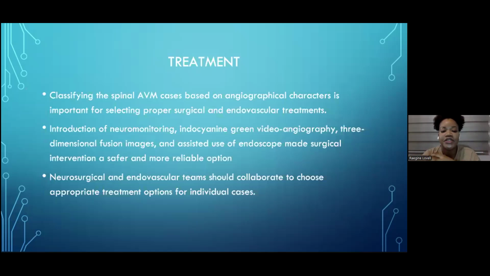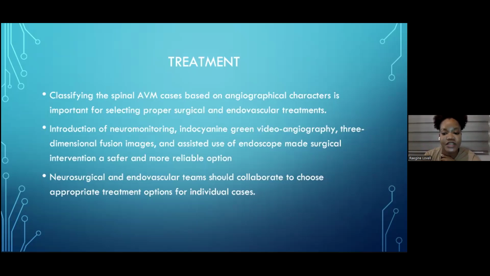So treatment generally. Now, variable neurological symptoms and complex angioarchitectures make spinal AVM a very challenging clinical entity. Classification is very important because classifying the spinal AVM cases based on angiographical characters is important for selecting the proper surgical and endovascular treatments. So there has been introduction of neuromonitoring, indocyanine green video angiography, three-dimensional fusion images, and the use of endoscope, which has made surgical intervention a safer and more reliable option for these cases.